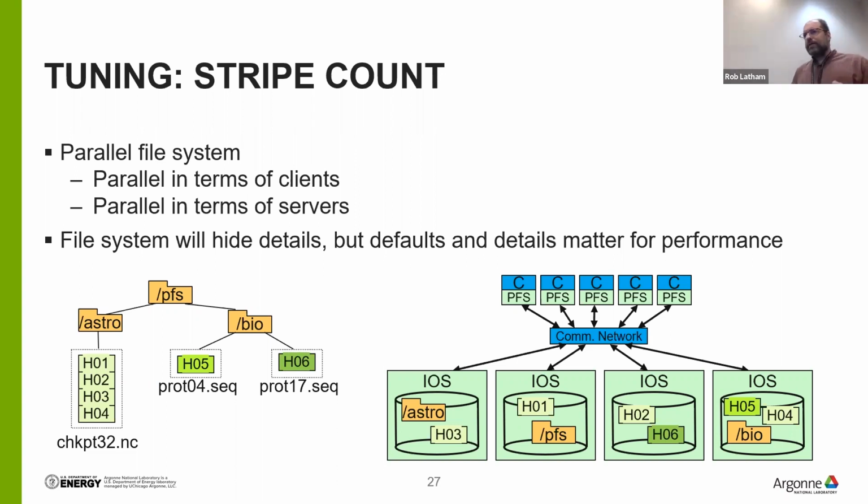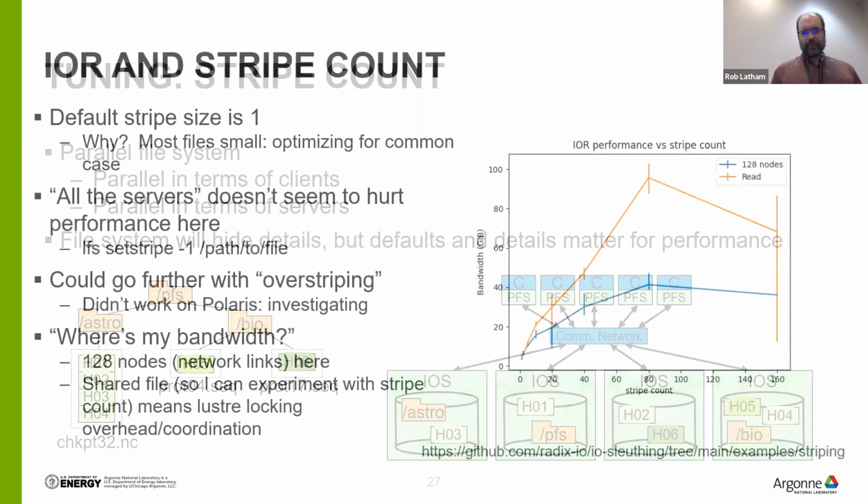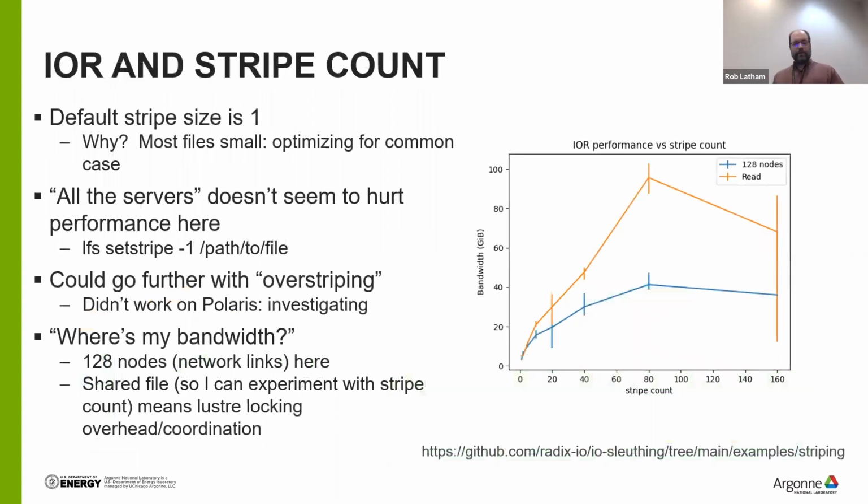We don't need to worry about the details so much as users. We can open a file, start writing data, and the file system will do that just fine. But if we know a bit about how that data is stored, and in this case, this checkpoint file has some chunks that are scattered around the 4 servers of this parallel file system. If we know something about that data distribution and the way data is laid out, we can understand performance a little bit better. So we're going to use the IOR benchmark.